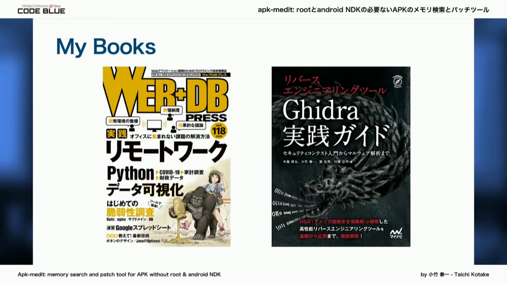I recently published 2 books in Japan. The first one is a feature of a very famous Japanese magazine called WebDB Press, where I write about web security tools. The second book is about reverse engineering with Ghidra. Our book came out earlier than the Ghidra book.